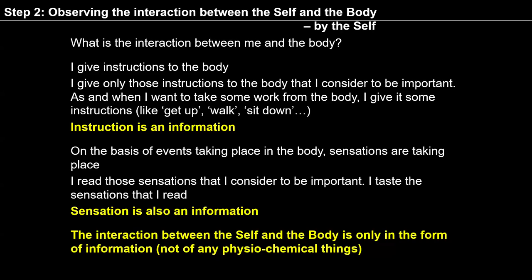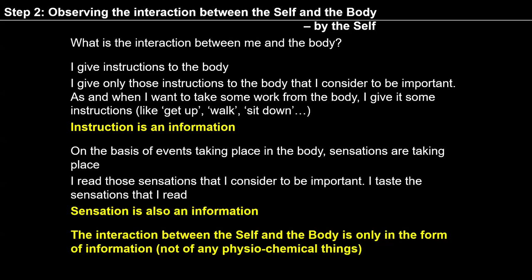So if we see, then we can say that whatever transaction, interaction between the self and body exists, it exists in the form of information. So in the form of information, self and body are interacting with each other. So for example, I give some instructions to the body. So this instruction is in the form of information. So when I give instruction to the body, body follows it. And I give only those instructions to the body that I consider to be important. And whenever I give those instructions, body follows it.